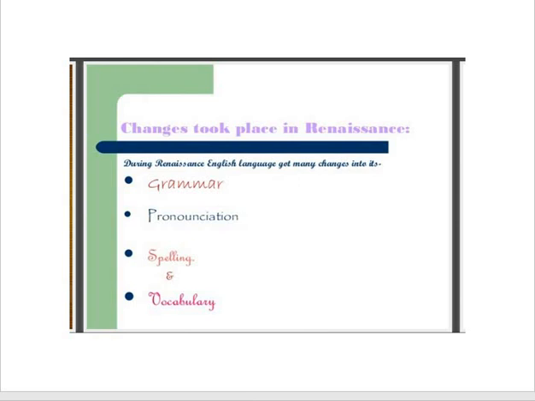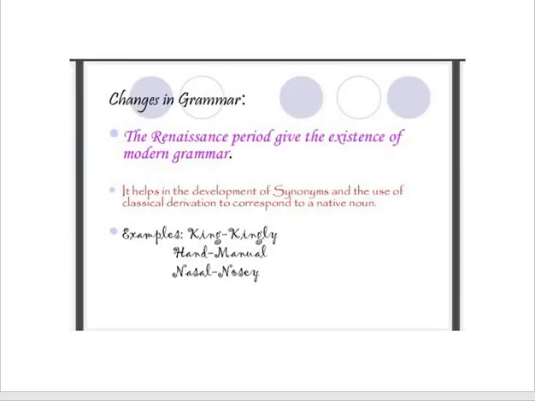So let's discuss the changes in language that took place in the Renaissance period. During the Renaissance, the English language saw many changes in its grammar, pronunciation, spelling and vocabulary, as I have told you earlier. And these are the changes that we will discuss in the next slide. Further, I want to discuss a little bit more about Shakespeare with you. Shakespeare includes the whining schoolboy with his satchel as the second of his seven ages of humanity.